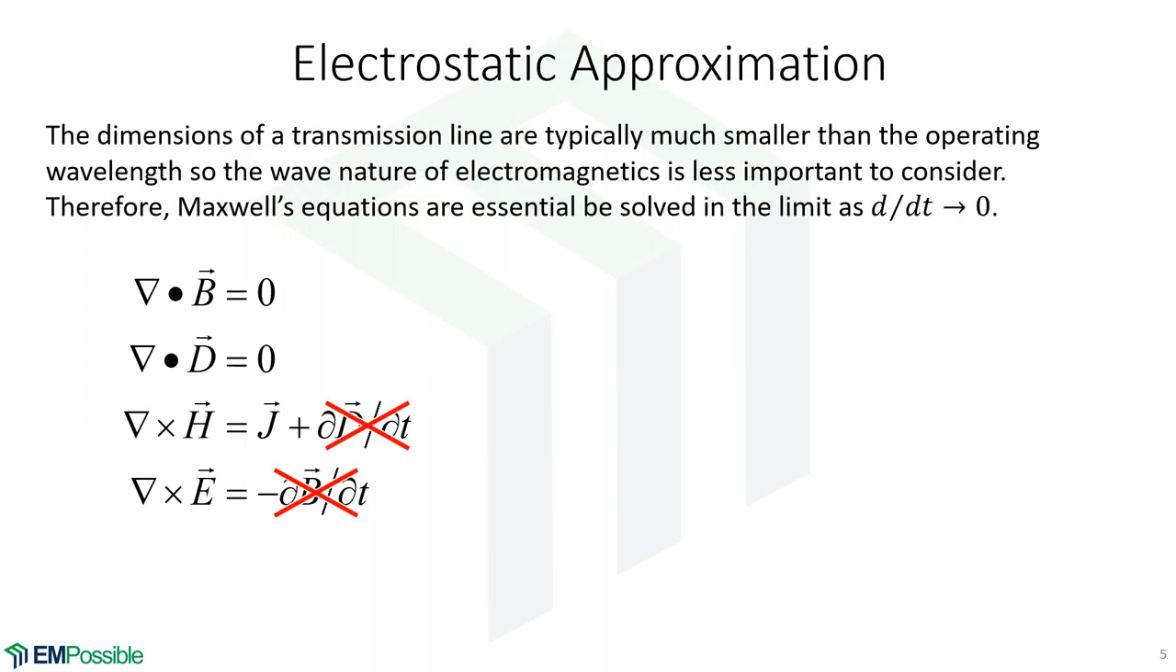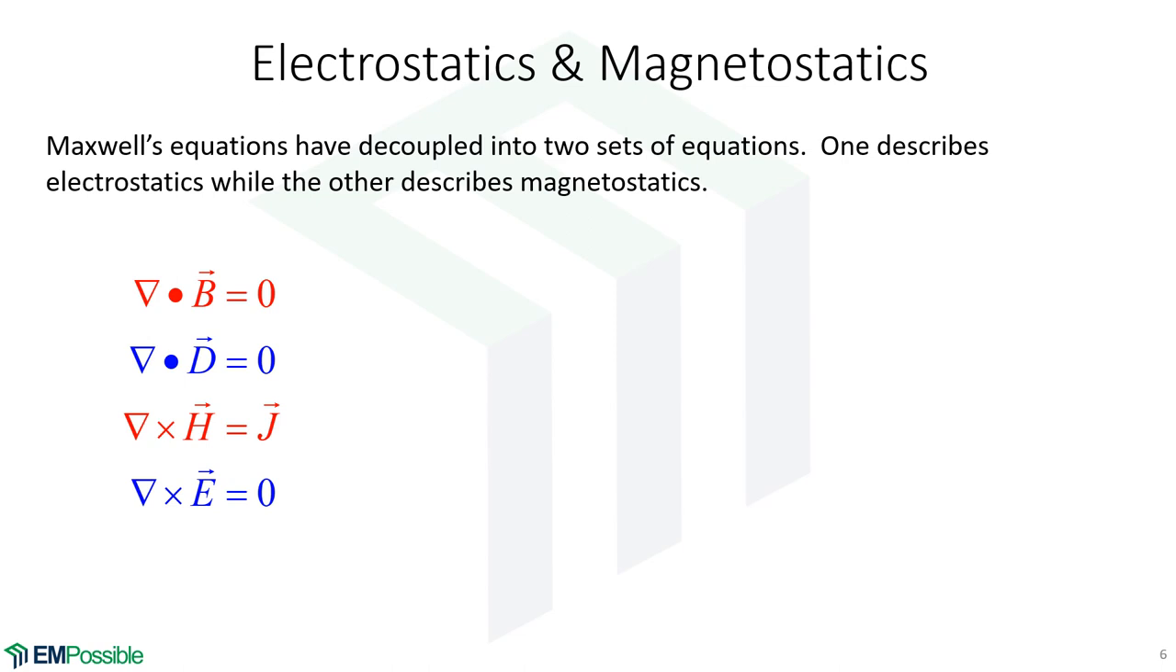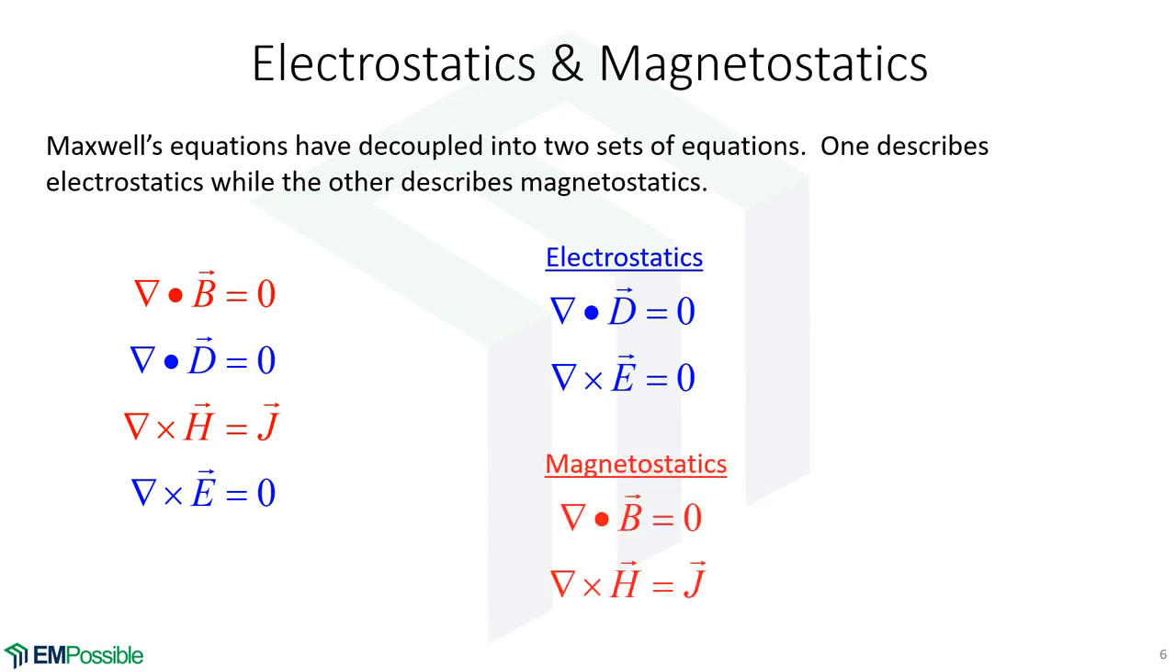So that means we will set all of our time derivatives equal to zero. And when we do that, Maxwell's equations simplify to something like this. And then I've color-coded the equations. I've put two of them in red, and I've put two of them in blue. And so what we see now is Maxwell's equations have actually decoupled into two independent sets of equations. The blue equations are what we'll use to describe electrostatics, and the red equations is what we'll use to describe magnetostatics. Now, for analysis of transmission line, we're not getting into the magnetostatic equations. We will proceed with the electrostatic equations.